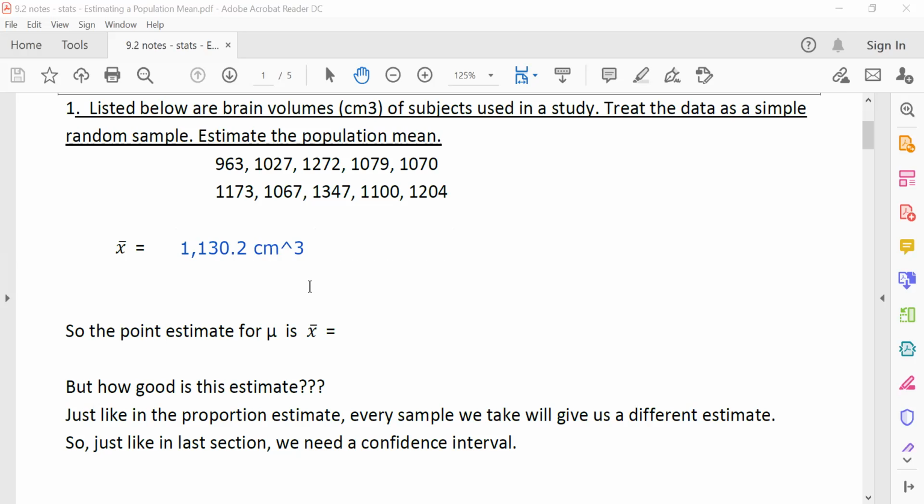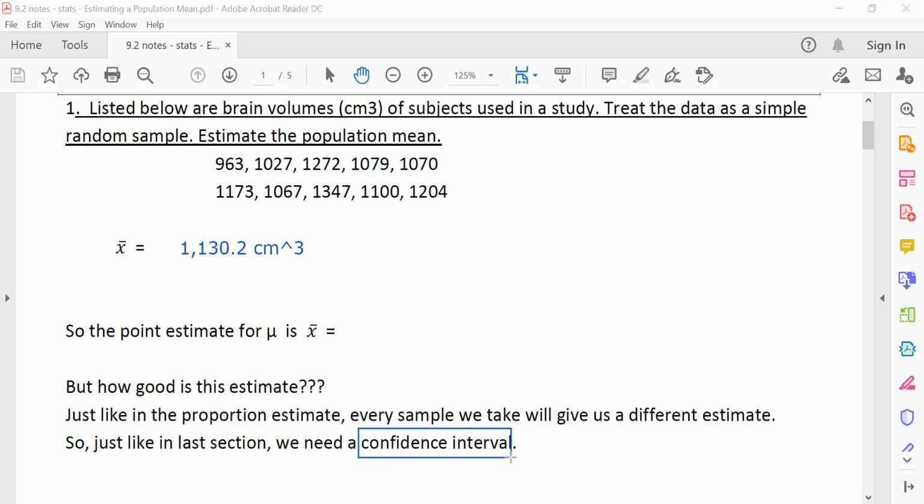Does that mean the average person living in the world today has a brain volume of 1,130.2 cubic centimeters? No, this is just the average of our 10 sample points. We're using that as a point estimate for the population, but I have no idea how good of an estimate that is. So what we'd rather have is a confidence interval.